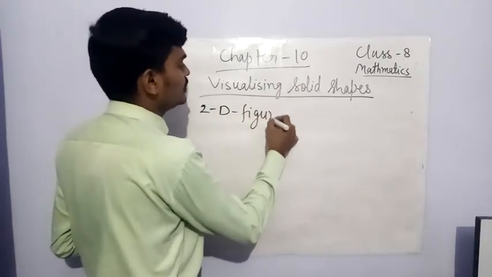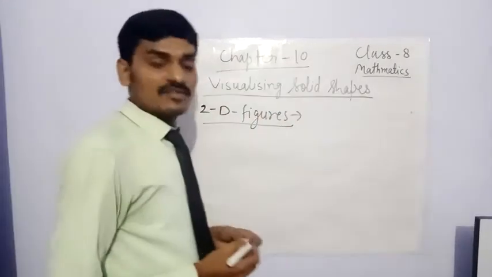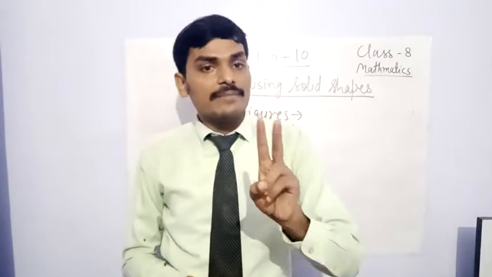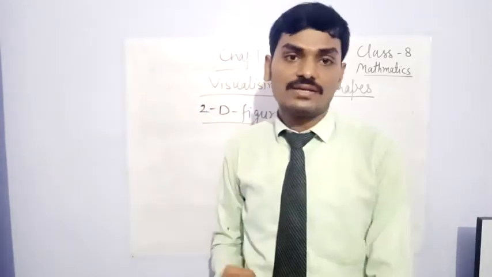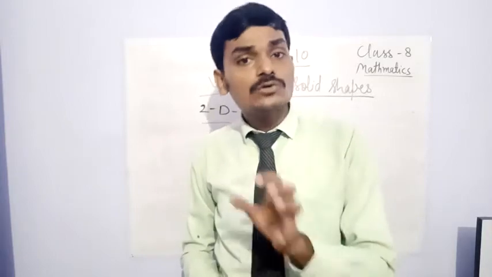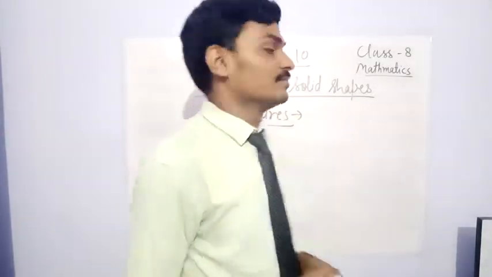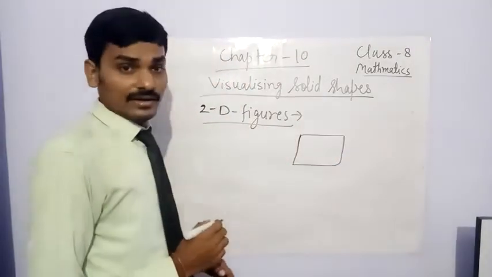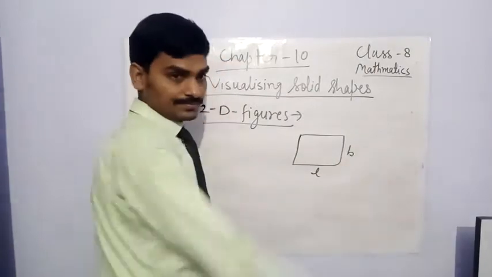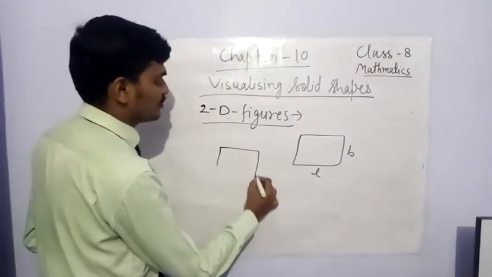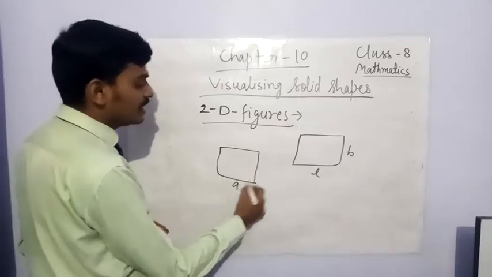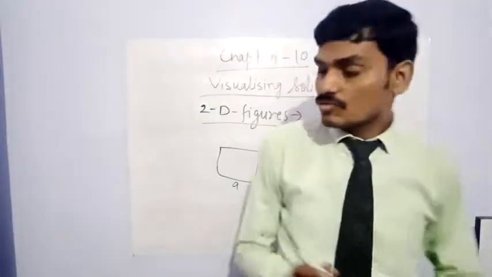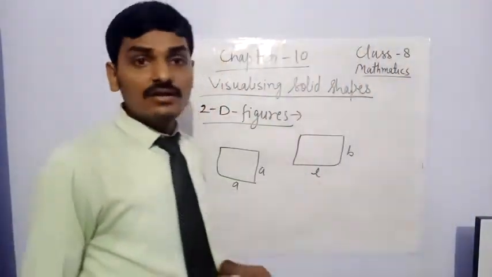What are 2D figures? 2D means two dimensional. Figures which have only two dimensions, that is only length and breadth, we say are two dimensional figures, that is 2D figures. For example, this is a rectangle. It has only length and breadth. Any square also has only length and breadth. So we will say these are all 2D figures.